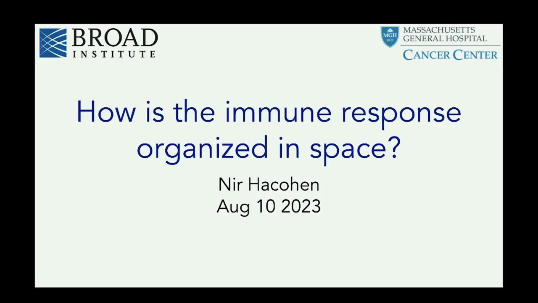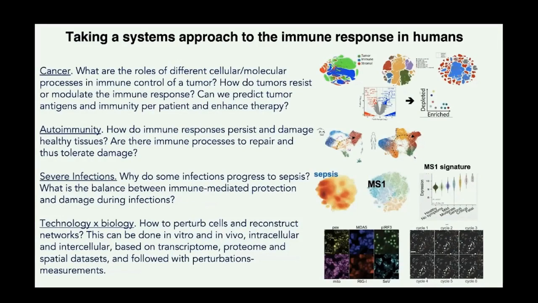What I'm going to talk about today is how the immune response is organized in space, in particular in tumors. And just as a quick introduction to how the work we do happens, we basically take a systems approach to immunology across cancer, autoimmunity, severe infections, asking in a systematic way what are the cell types, the factors, the pathways that are associated with particular conditions, in particular the control of cancer by the immune system, the development and progression of autoimmunity, the progression of infections toward sepsis. And we use both single cell and spatial methods to understand what's happening in these systems, and also to do causal studies to understand what controls these processes using CRISPR screens, both in vitro and in vivo.